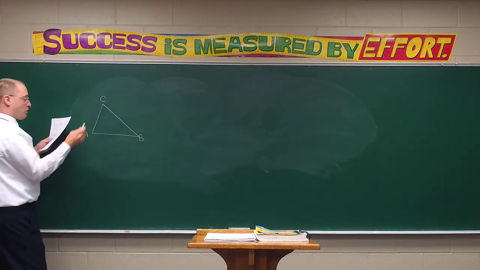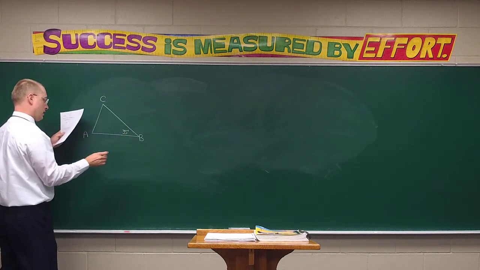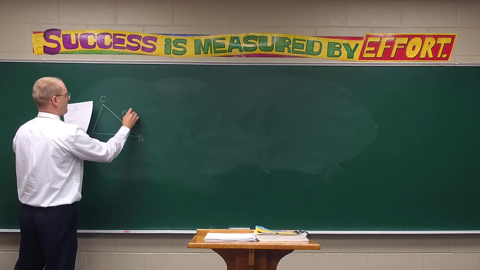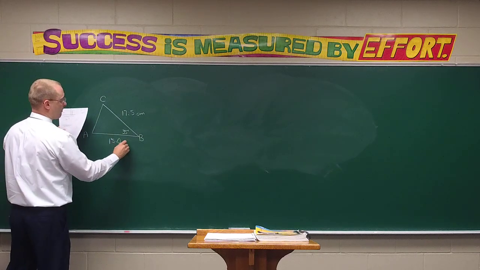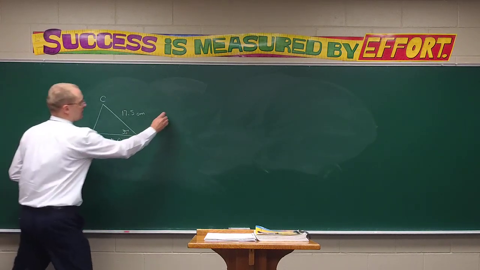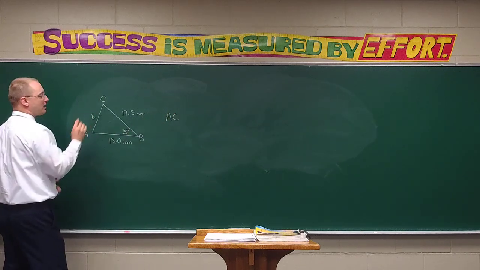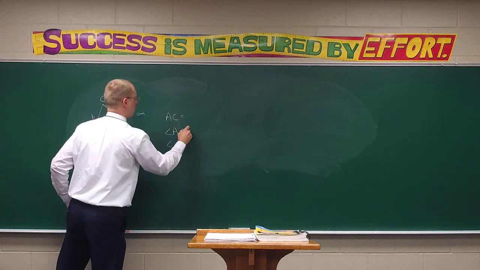But this time we don't know that we have a right angle. Instead, I know that angle B is a 35-degree angle. I know that this side here is 17.5 centimeters, and this side here is 15.0 centimeters. Well, to solve, I need to get all the missing things. In this case, that would be side AC, which we could call side B, angle A, and angle C.